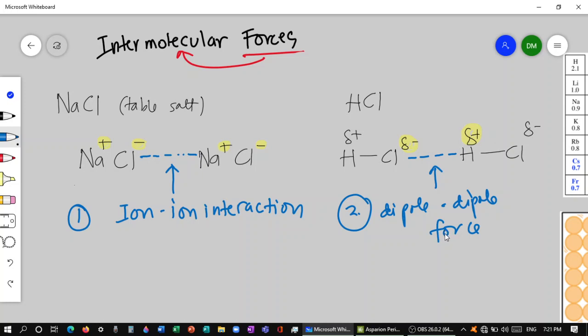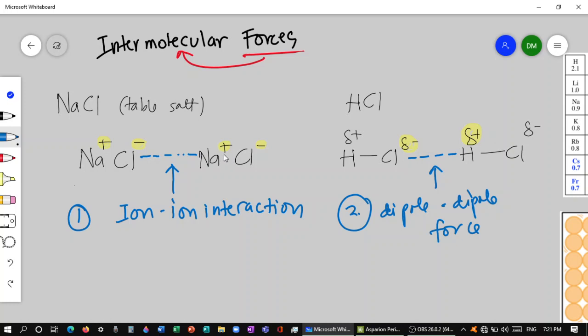Now, which do you think is much stronger? Is it the ion-ion or the dipole-dipole force? Well, as you observe here, in dipole-dipole force, there's only partial charges. Because again, here they are sharing electrons, and the partial charges are only because there is an unequal sharing. But here, there is an actual transfer of electrons, so there is a full charge.